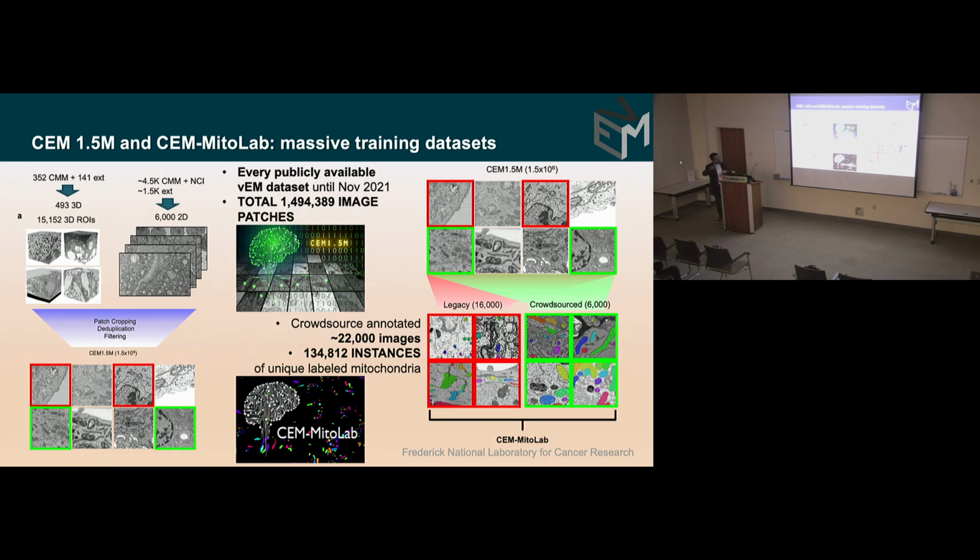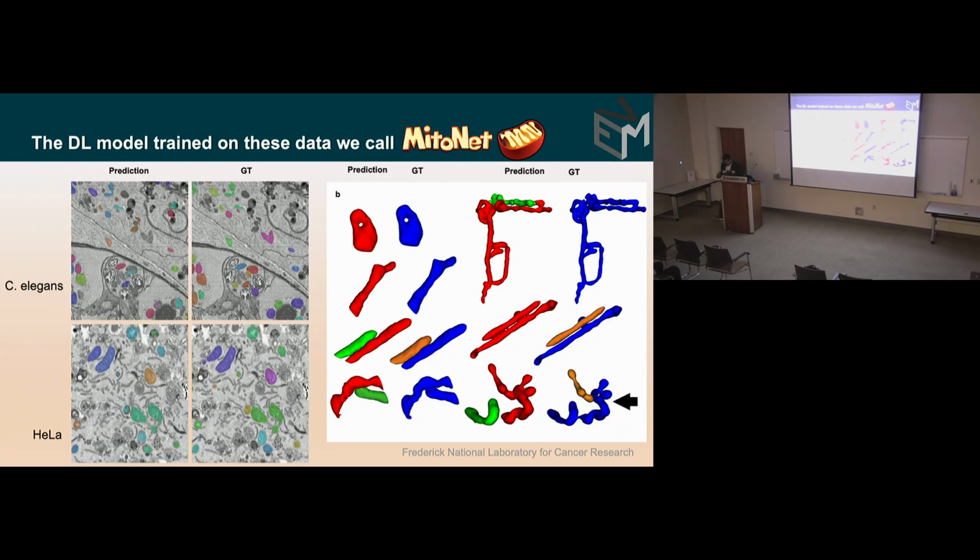And these data sets, by the way, are completely open source. They're available at Empire. I'll give you the link later on. If you ever want to pre-train your own model, feel free to use these data sets. And what comes out of this model is what we call MitoNet, right? It's a neural network that recognizes mitochondria, and we are very imaginative in our names, so we call it MitoNet.